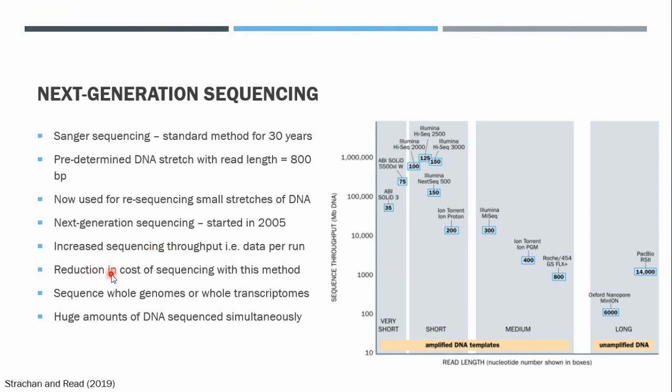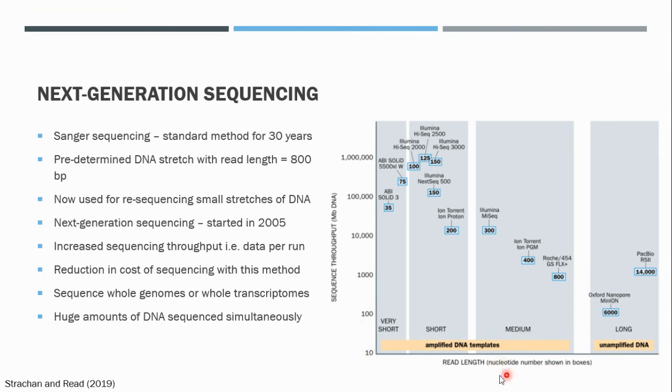Additionally, the cost of sequencing has also been reduced in this method, so it is much cheaper to use next-gen sequencing for a whole genome or large data set compared to Sanger sequencing. And as I've mentioned, next-gen sequencing can be used to sequence entire genomes or entire transcriptomes. When we talk about the transcriptome, we talk about all transcripts that have then been converted to cDNA. And huge amounts of DNA can be sequenced simultaneously.